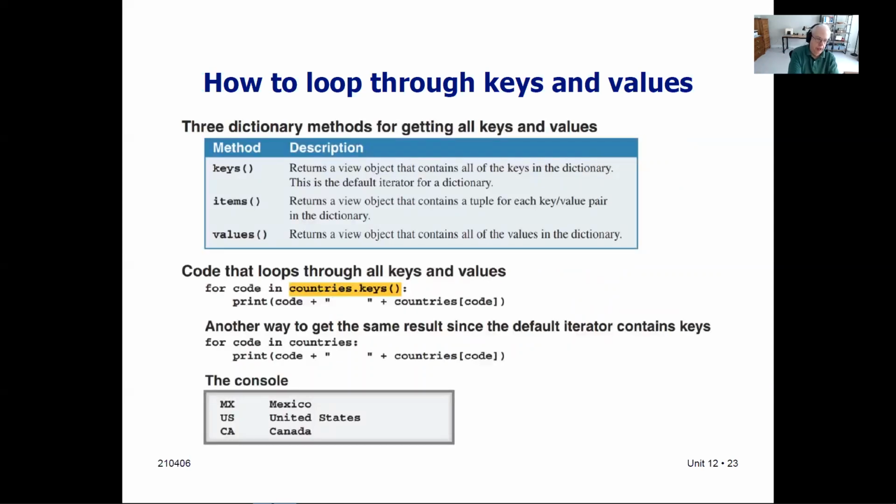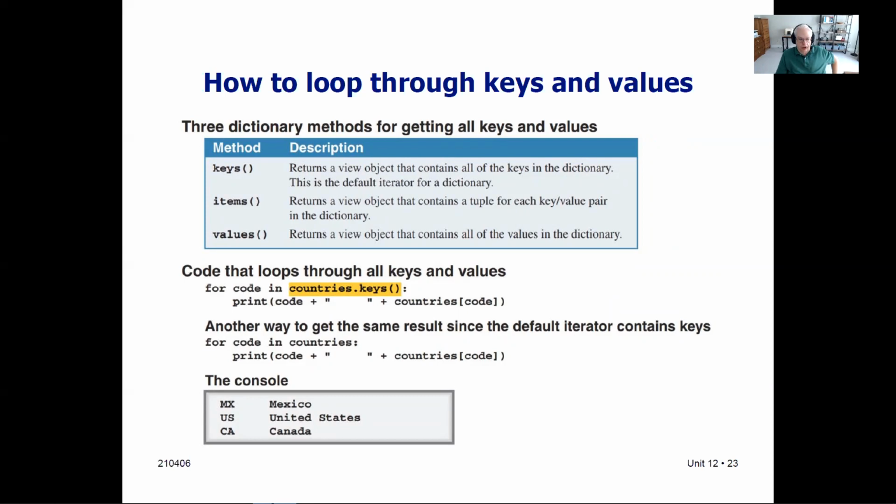There are three different methods that allow us to pull data out of our dictionary, not just one value, but a bunch of values, okay? So the keys method will return a view object that contains all of the keys in the dictionary. This is the default behavior. This is the default iterator for a dictionary, okay?